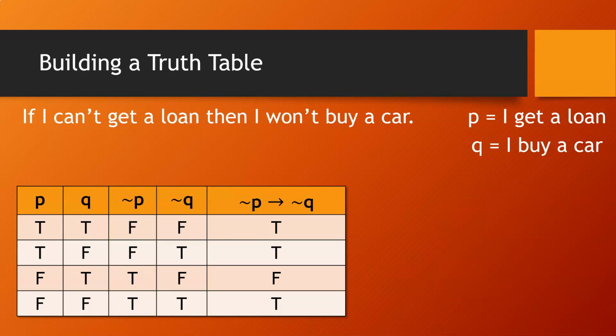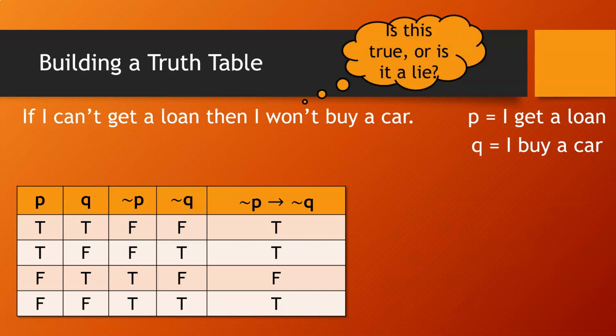So now that we've got the truth values for our statement, if not P, then not Q, let's go back to the original question we had, which is, how do we know whether that statement, if I can't get a loan, then I won't buy a car, is true or a lie? Well, if we look at the truth values in that solutions column, we can see that the third row evaluates as false, which means we do have a case in which our statement is a lie.